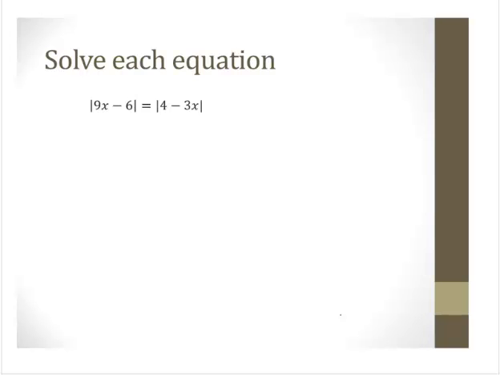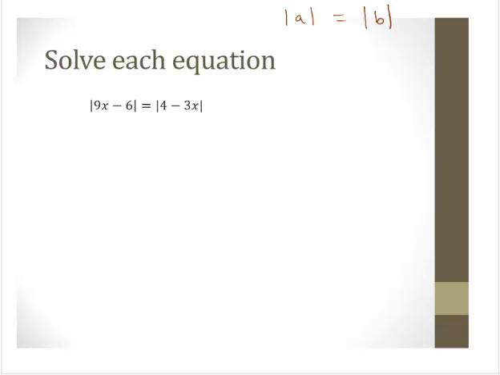Now we have the equation absolute value of 9x minus 6 is equal to the absolute value of 4 minus 3x. Well, this is kind of tricky. What do we do with this when we have two absolute values? Let's think of it first in simpler terms. What if we had just the absolute value of A is equal to the absolute value of B? How could we find solutions for this?